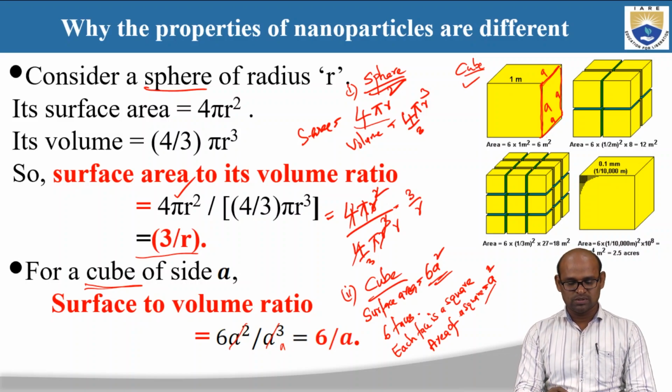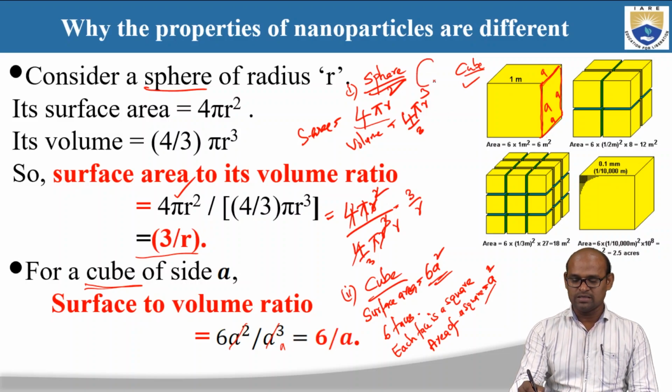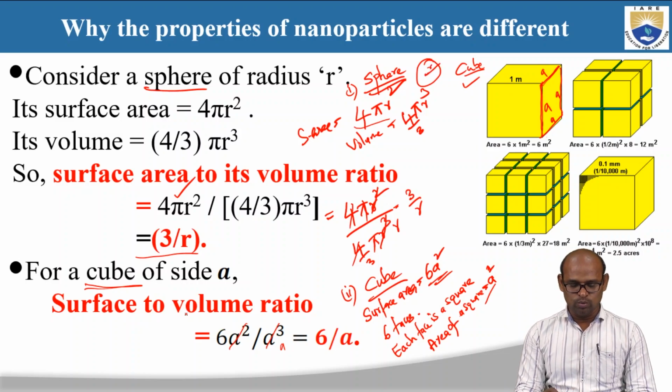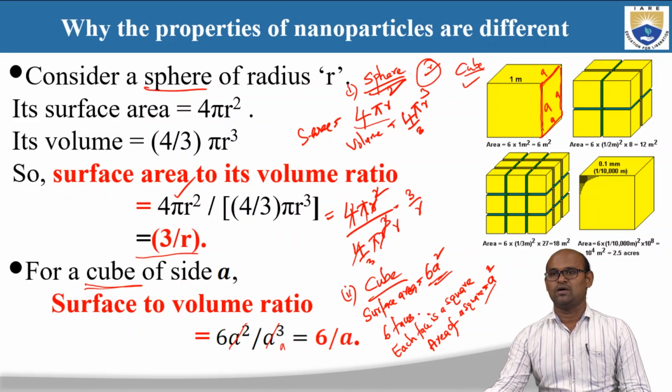So for a sphere, the surface to volume ratio is 3 by r, where r is the radius of the sphere. And for a cube, the surface to volume ratio is 6 by a, where a is the length of each side of a cube.